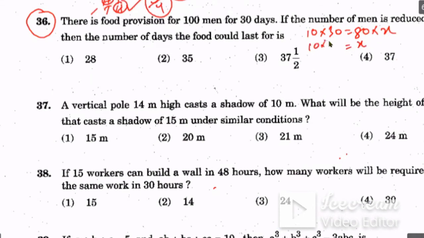X will be equal to 100 into 30 divided by 80. So 100 by 80, so 4 to the 8, and 4 to the 25 is 100. You will cut it. So it will be 25 threes are 75. So it will be 750 by 2. So 750 by 2, you can divide it.